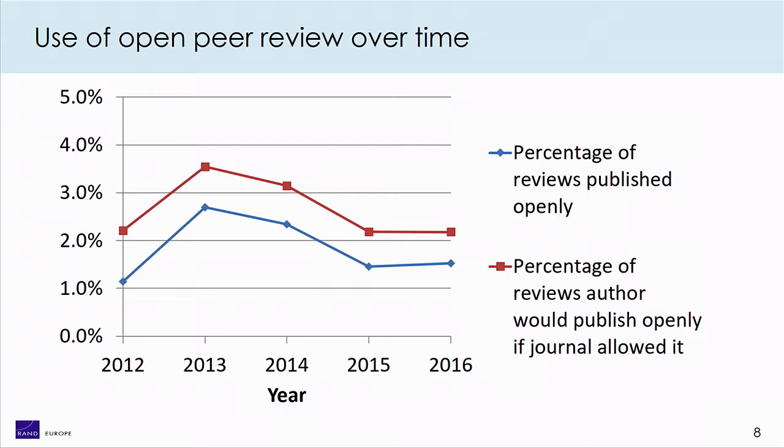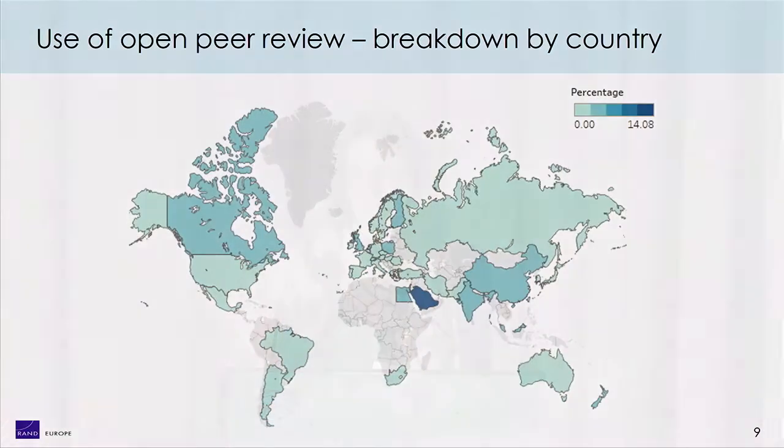The red line: one thing that you can do on Publons as an author or as a reviewer is to say, I would like this to be published openly, and then sometimes journals wouldn't allow that, so then it doesn't get published openly. And so that's what the red line is showing. It's important to note these might be the same reviewers who publish openly elsewhere, but these journals then don't allow it.